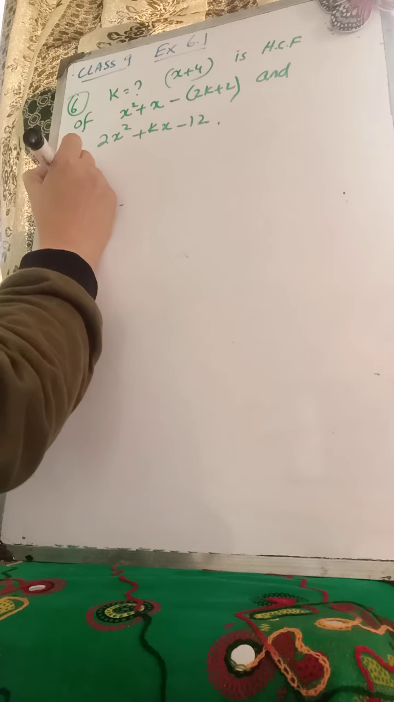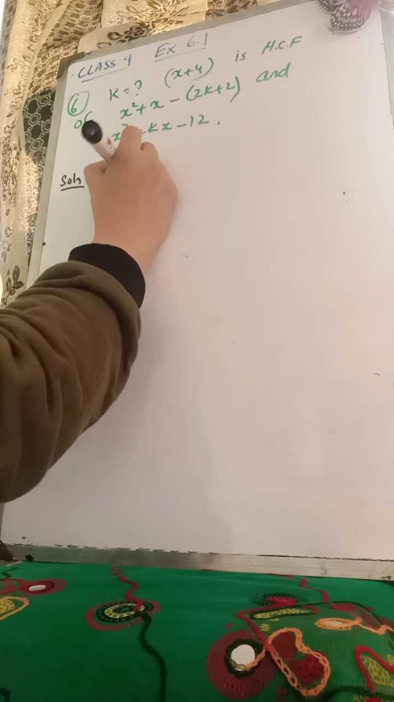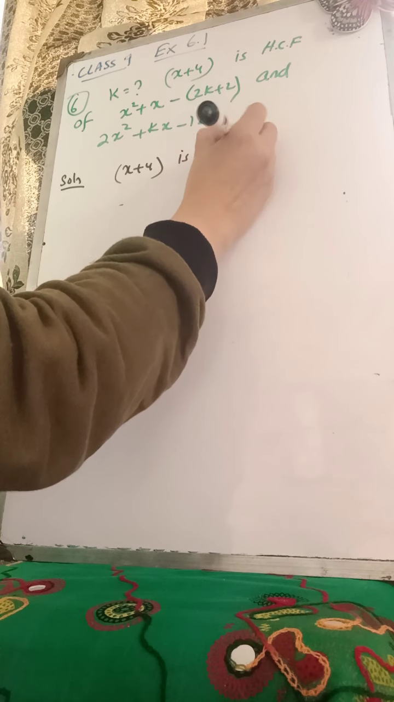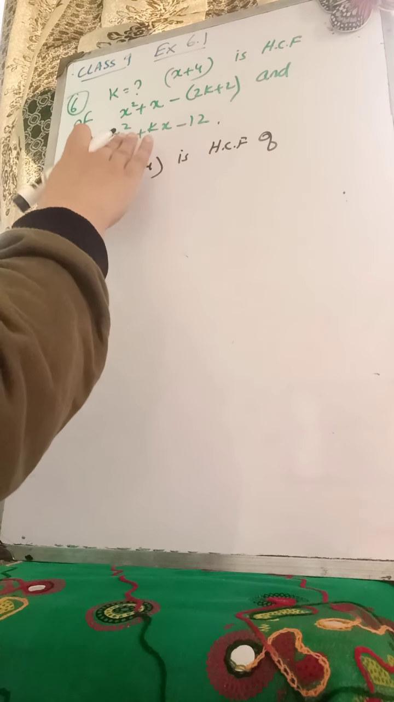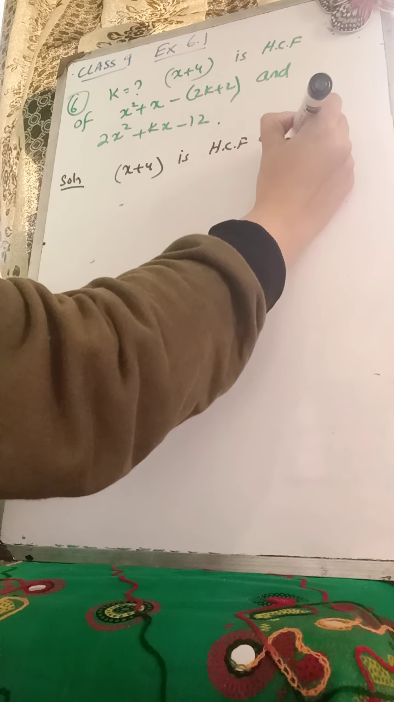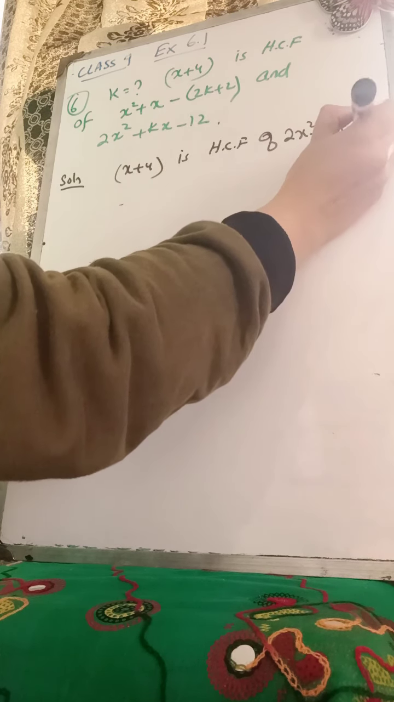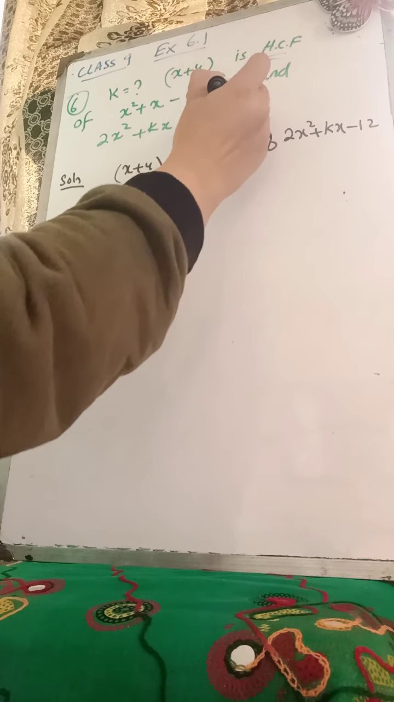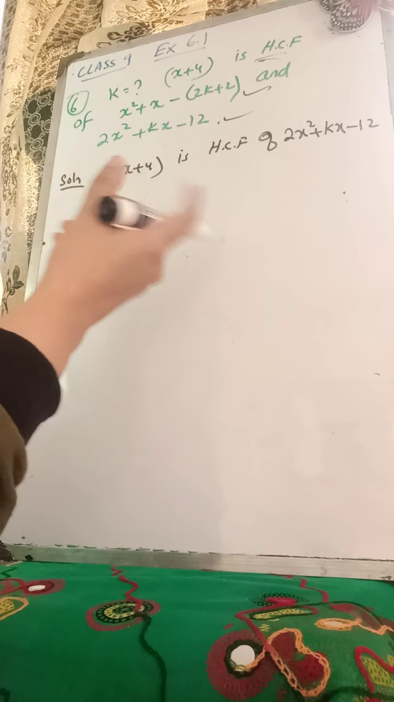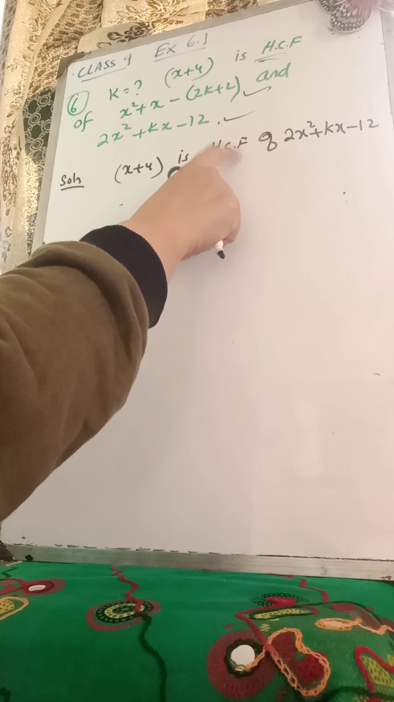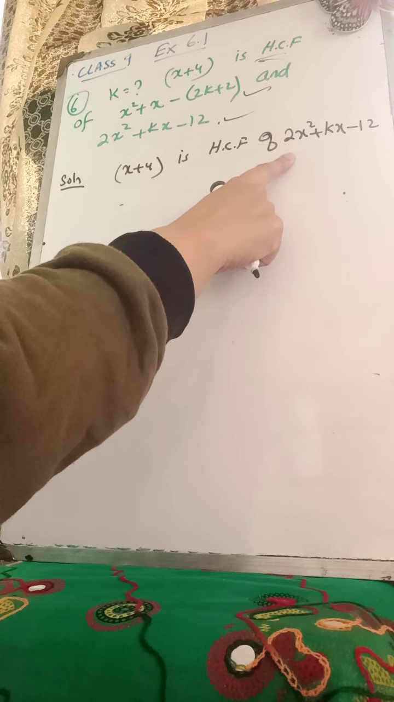Now, as it is given in the question, x plus 4 is the HCF of both these expressions. So I can take any one at a time. For example, what happens if we take the second expression? They have given us that it is the HCF of this expression as well as this expression, so you can use any one of these expressions. Suppose I pick 2, then x plus 4 is the HCF of this expression, which means that it is the highest common factor. It means that x plus 4 is a factor of this expression.